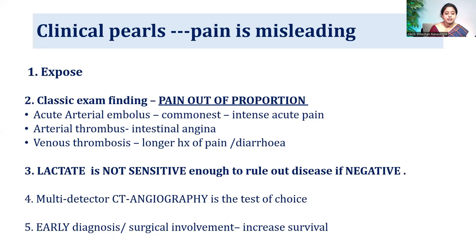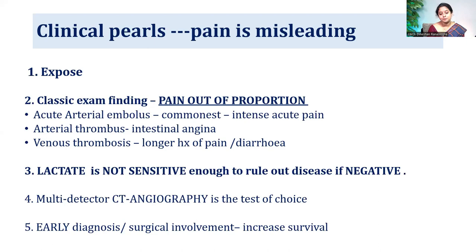And then talking about mesenteric ischemia, remember, there's no hard and fast rule to diagnose it. There are no pathognomonic signs we can find. But the common classic exam finding is pain out of proportion. It means patients complain of severe pain, but when you come to the abdominal examination, there are fairly few signs you can elicit. And it depends on the reason for the mesenteric ischemia. Perhaps you have heard of acute arterial embolus, which is the commonest cause of mesenteric ischemia, and these patients come in with intense acute pain.